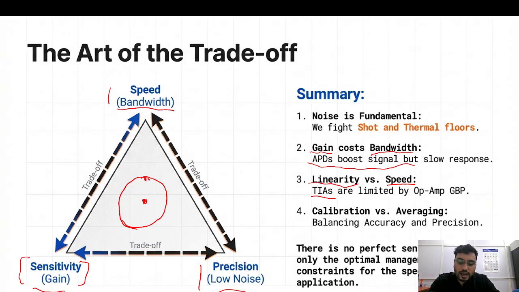But in the end, the sensor should work for the particular purpose for which it has been designed. So there is no perfect sensor. There is only the optimal measurement under the constraints of the specific application. This is the final thing, the recap of week 3.